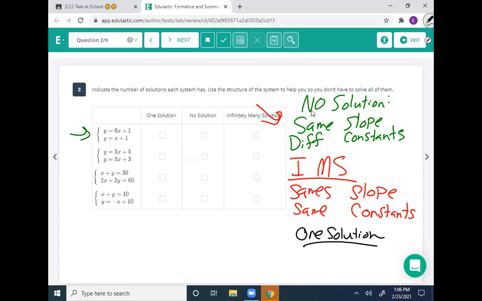I'm just wondering. What do we know about our slopes and our constants for one solution? Avery? Different slopes. Different slopes. Very good.